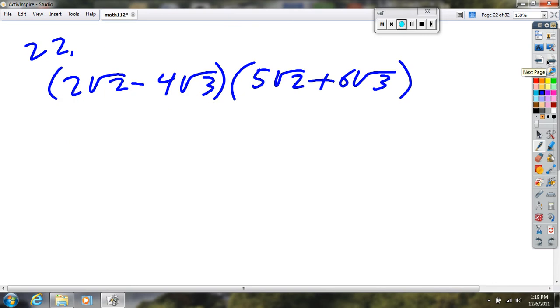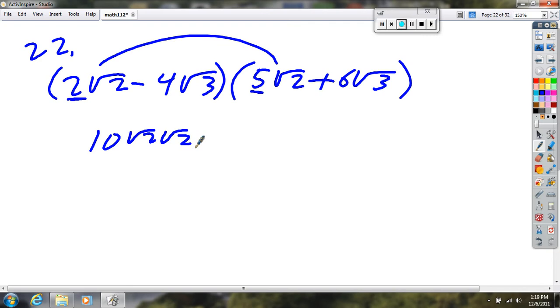Next problem is 22, same type problem. Here we go. The 2, we're taking the first one times the first one. 2 times 5 is 10. Square root of 2 times the square root of 2. That is a pair of 2's, which is a single 2, and 2 times 10 is 20.